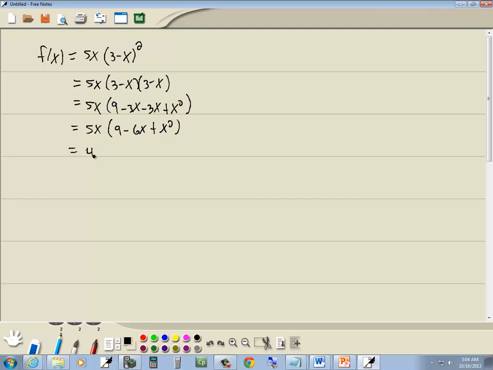Now multiply the 5x through. 5x times 9 is 45x. 5x times negative 6x is negative 30x squared. And 5x times x squared gives us 5x to the third.